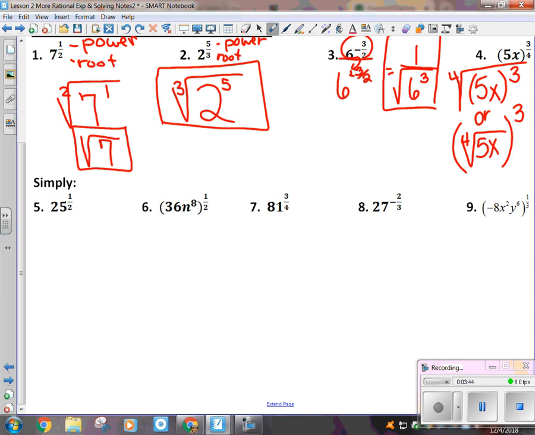Okay? Here we go. 25 to the 1/2 power. That's 25 to the what? 25 to the 1st power. And I'm taking the what? 2nd root, which is the square root. What's the square root of 25? 5.